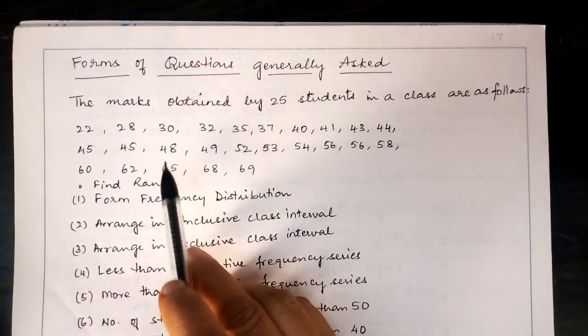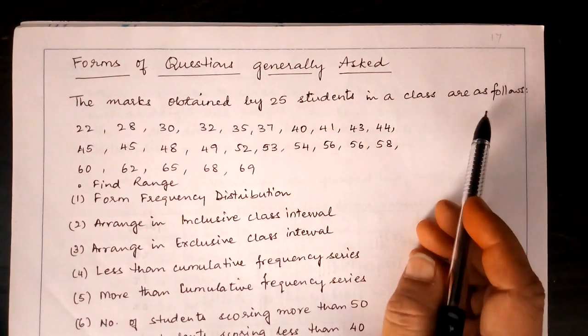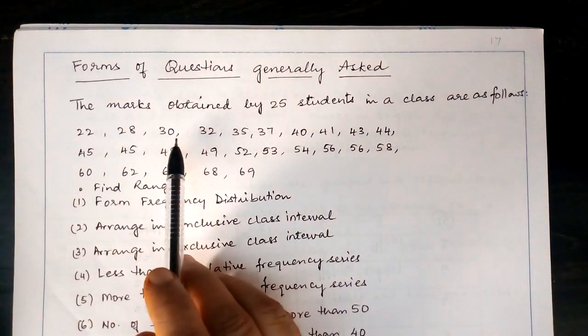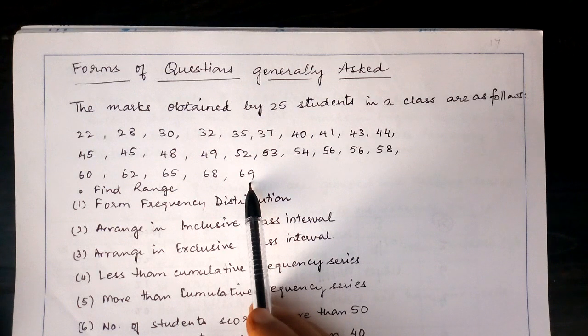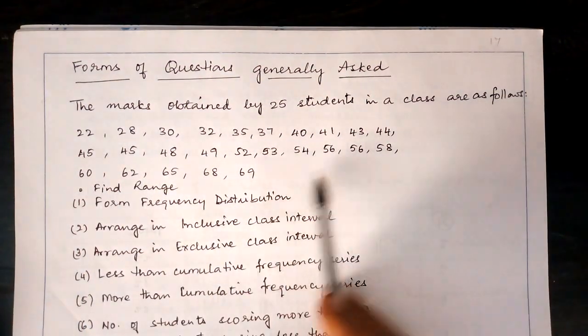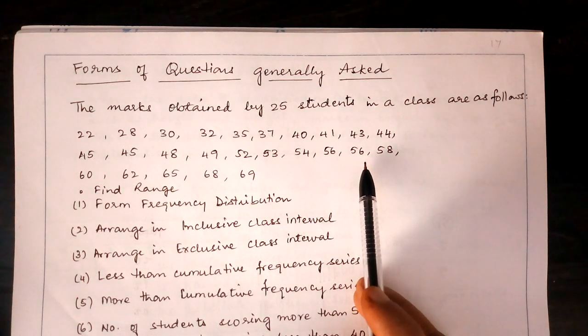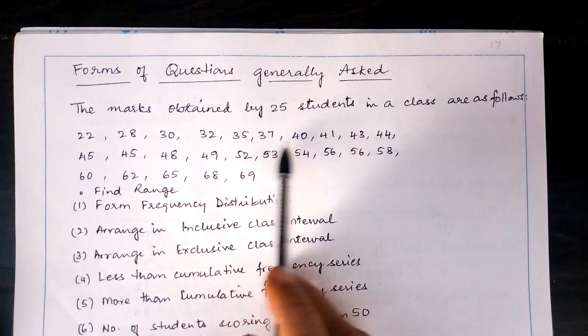Here we have a question. The marks obtained by 25 students in a class are as follows. Here are the marks: 22, 28, 30, 32, 35 and so on till 69. Now this is our raw data. One thing to note over here is, though it is raw, it is already arranged in ascending order.